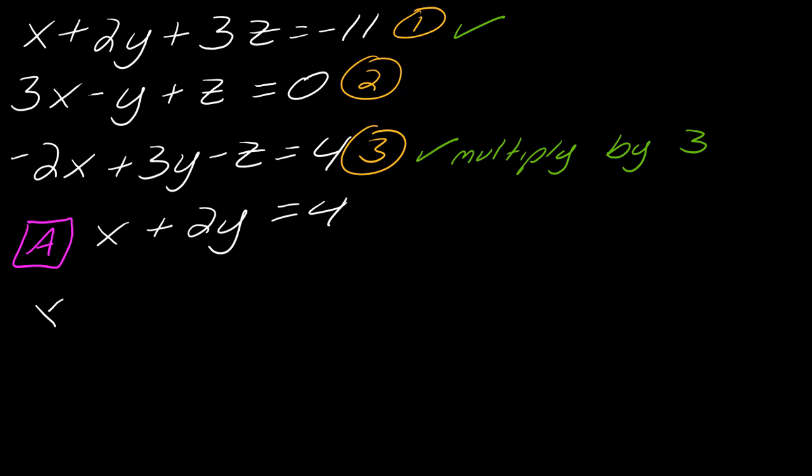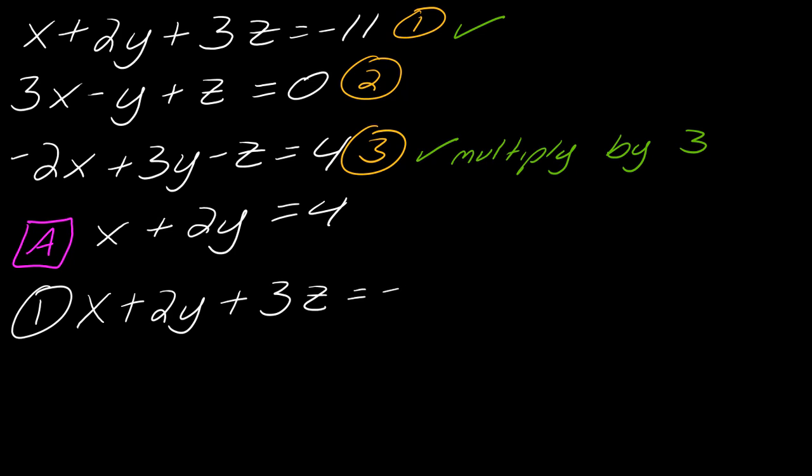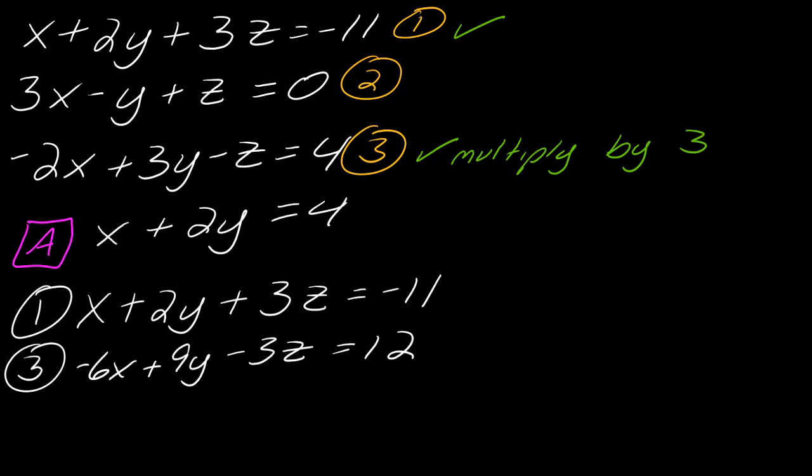Okay, so I've got this, let's see, I'll number them out. X plus 2y plus 3z equals negative 11. And then for the third equation, I'm going to go ahead and multiply everything by 3 as I go through this. So negative 2 times 3 is going to be negative 6x, and then 3 times 3, so this will become 9y, minus 3z equals 12. So I multiply each part by 3.